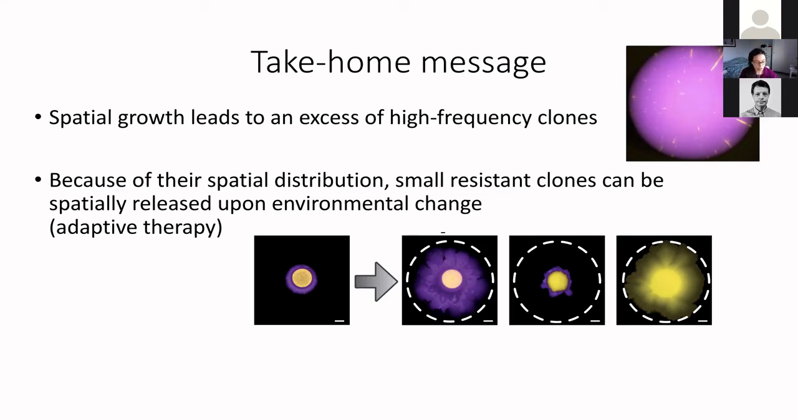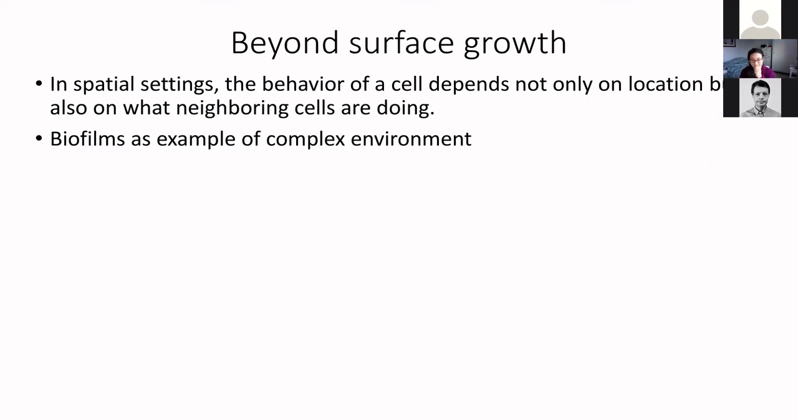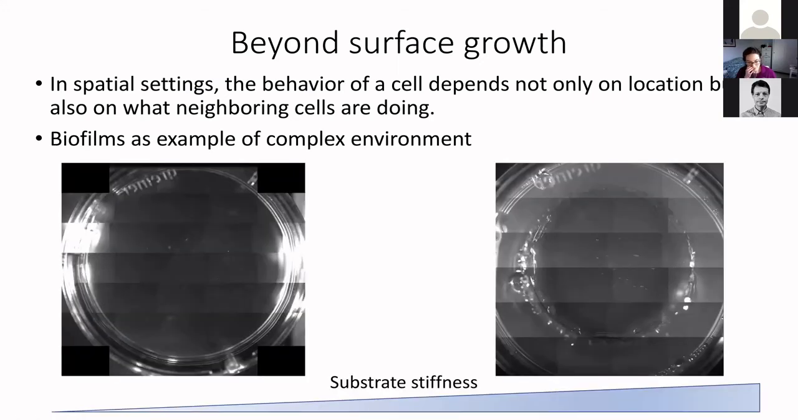Just to quickly mention what we are working on now, again using microbial systems to get inspired about what is happening in these more complex spatial settings. As I mentioned at the beginning, in spatial settings, whether a cell grows or not depends only on location, but it can also depend on what the neighboring cells are doing. Maybe some of the most complex environments for microbial systems are biofilms. This is something we're investigating right now.